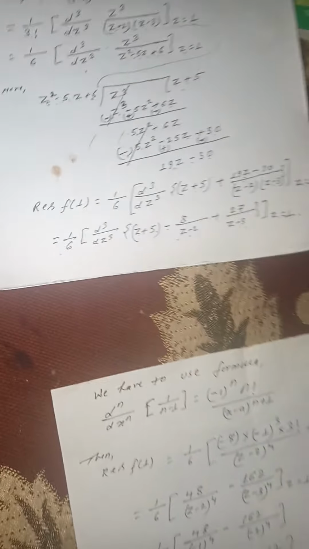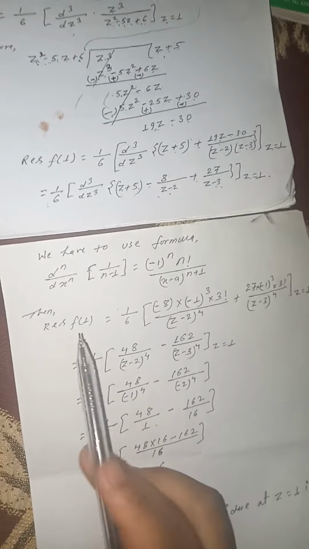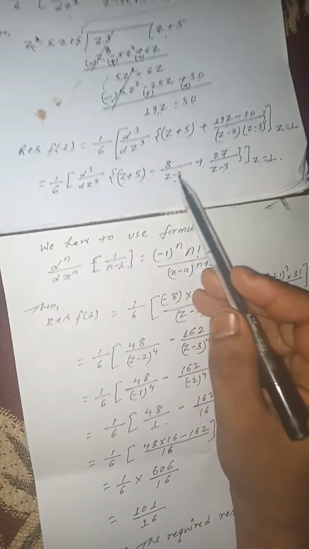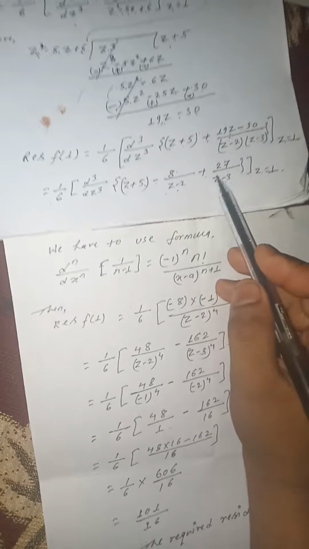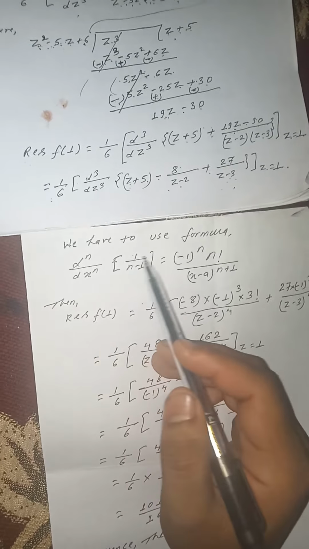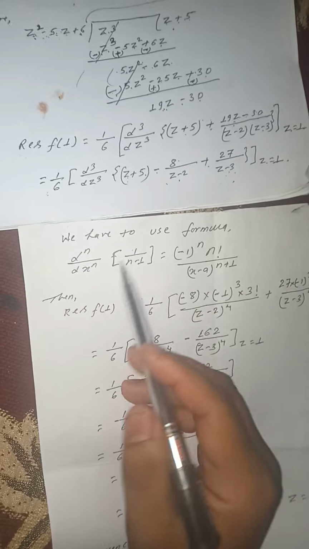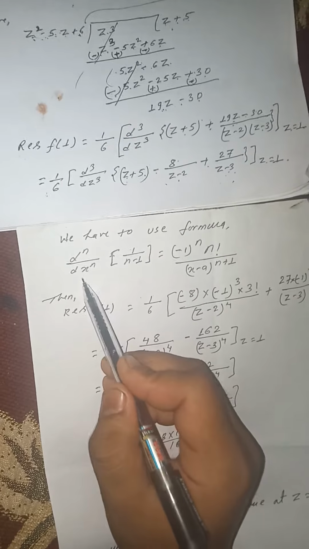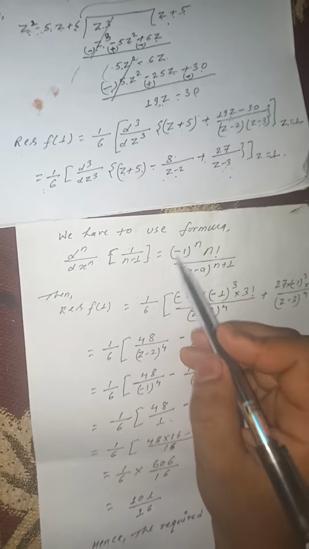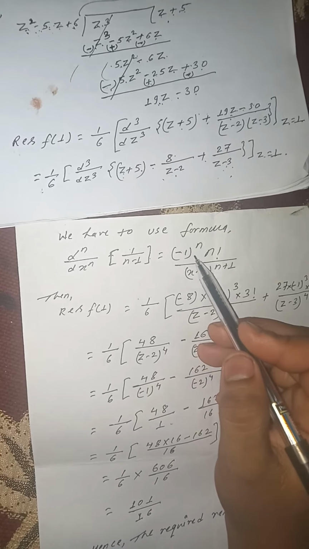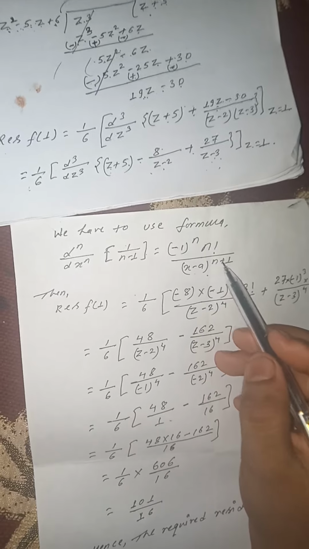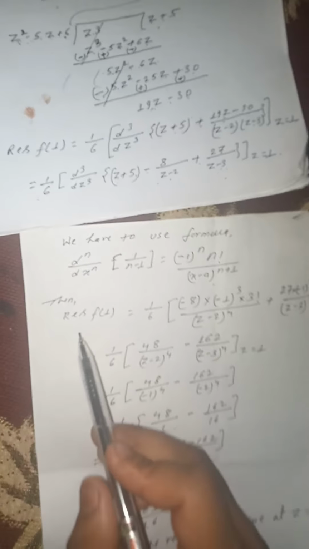Now we have to use a formula here for 8 upon z minus 2 and 27 upon z minus 3. There is one famous formula that we can use here: d power n upon dx power n of 1 upon x minus a is equal to minus 1 power n, n factorial upon x minus a power n plus 1. So then the residue at z equal to 1 is equal to 1 by 6.